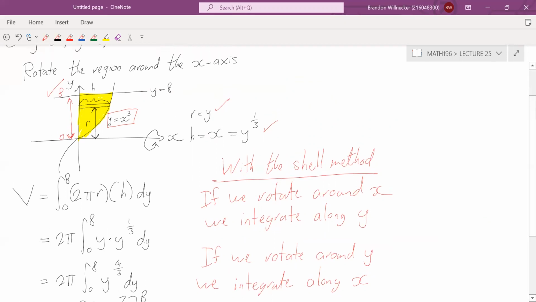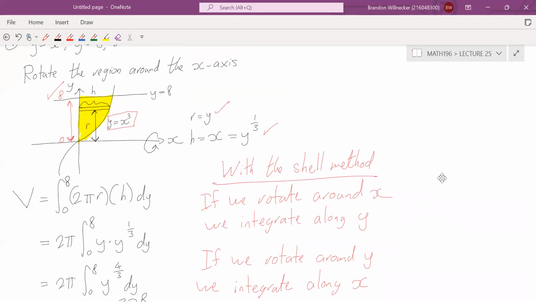Are there any questions about that? Okay, so just remember your integration depending on how this thing is being rotated. Okay, let's take a look at another example.